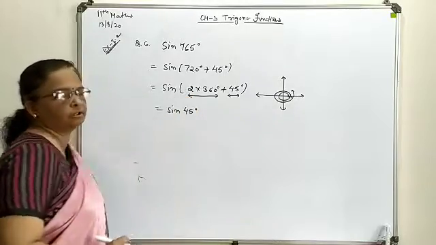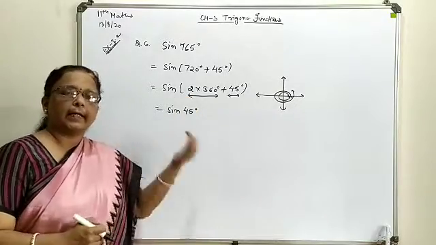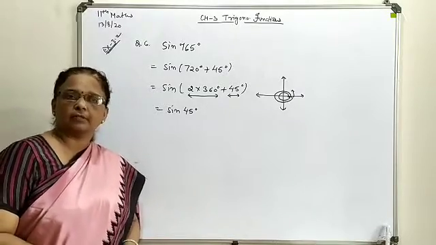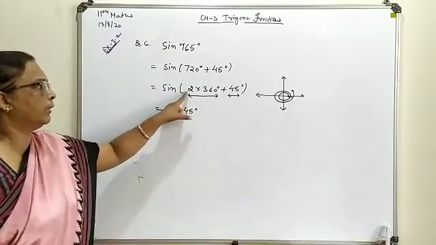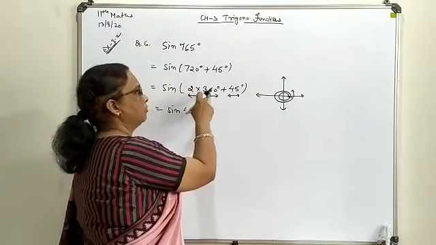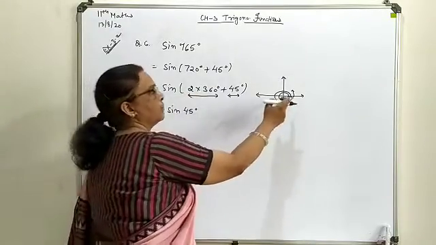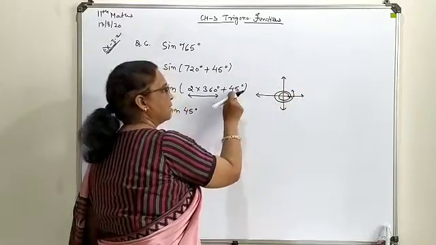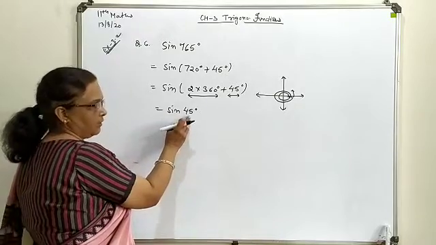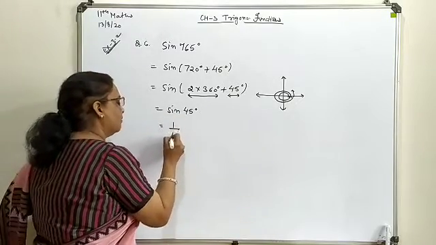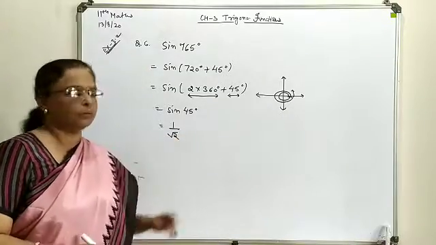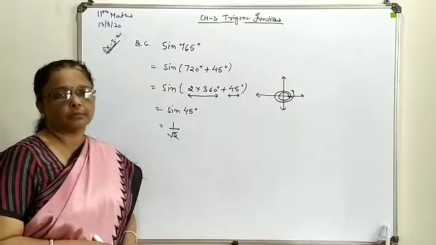If it is an odd combination, you separate the even combination and then further deal with the remaining odd combination. That type of question we will also discuss. Now when you have an even number of combinations here, 2 into 360 means 2 cycles complete and you again reach the first quadrant, so you write this angle as such. Now this is sine 45. This value we have evaluated as 1 by under root 2. So sine 765 will give you the value 1 by under root 2.